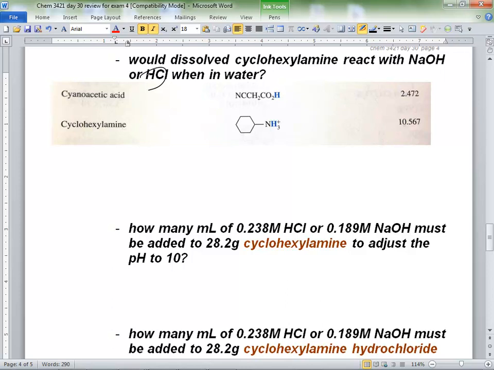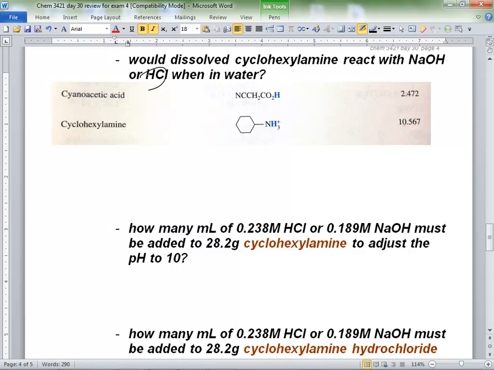Cyclohexylamine hydrochloride. That's the neutral form. Cyclohexylamine. Even though I'm confused because we worked it as an acid or base. Okay, so cyclohexylamine.